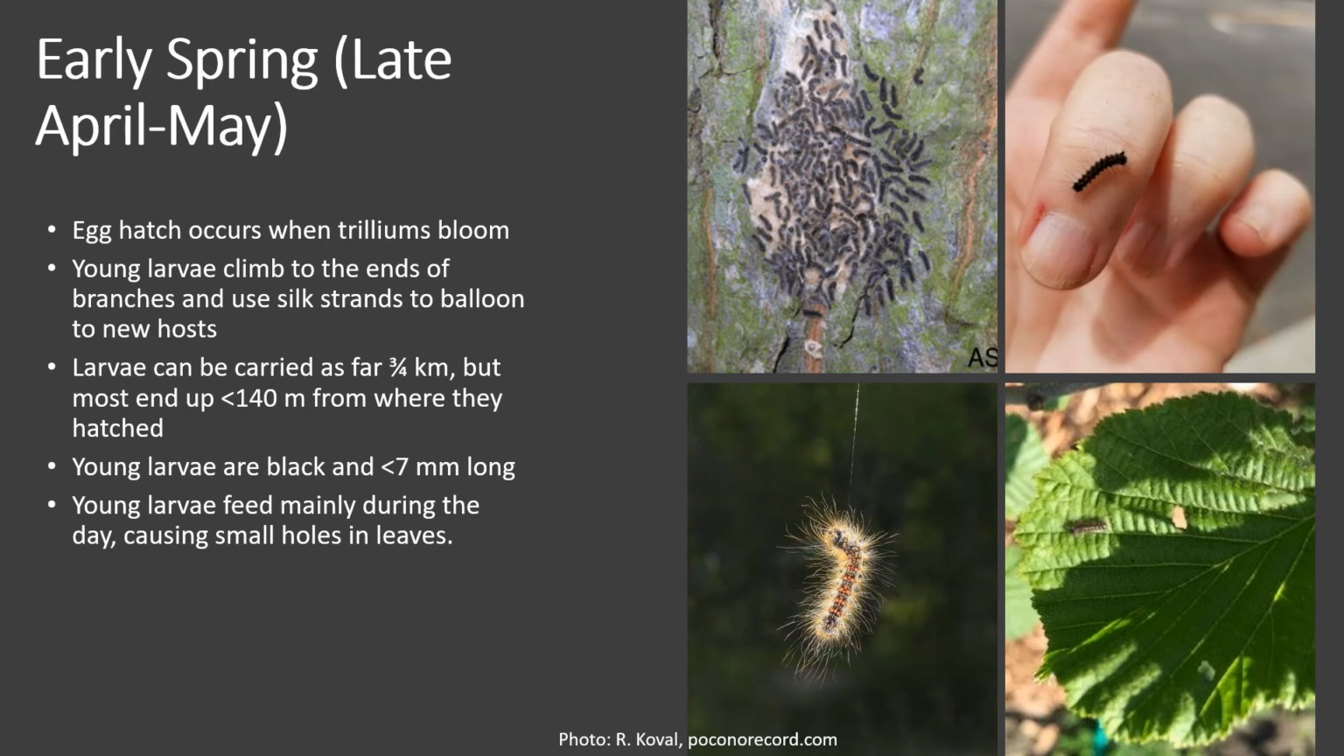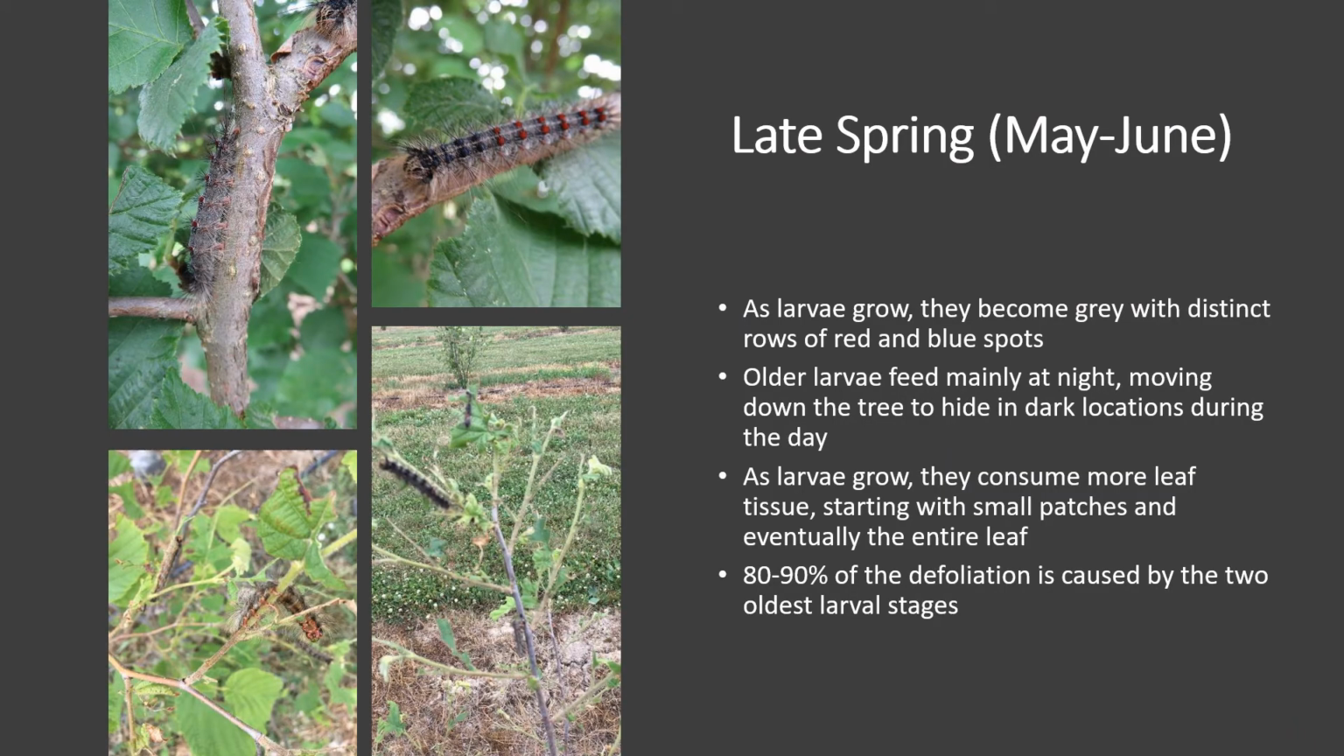So if you have hazelnuts near a wooded area, you can get gypsy moth ballooning in from overwintering sites in that wooded area. Initially they're very, very small, less than 7 millimeters, and they are black. So they can be difficult to see, but they do feed mainly during the day. And they cause these small holes in the leaf, just sort of these bullet holes like I showed you earlier. Sometimes the larvae will be on the upper surface of the leaf, sometimes they will be on the underside of the leaf.